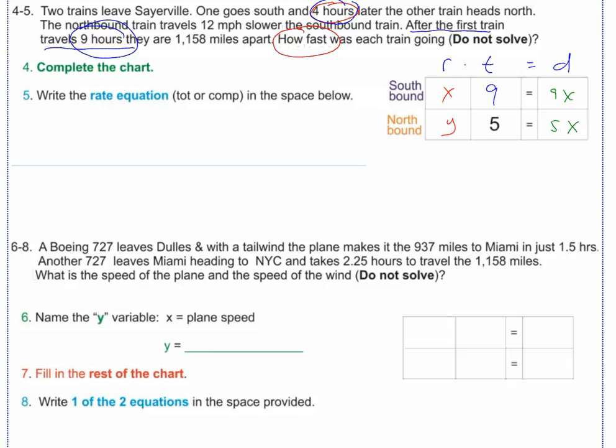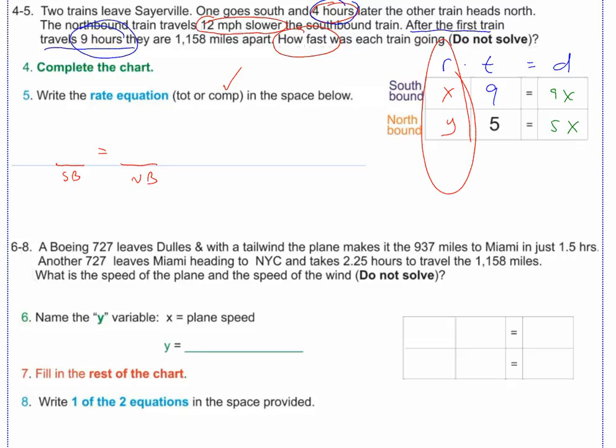Now for number 5, I asked you for the rate equation. It'll come from the rate column. And I have to determine, are the rates a total or a comparison? So I look up and try to find something that involves a speed, a rate. And I find this: the northbound train travels 12 miles per hour slower. That is a comparison. What's the template for a comparison? First equals second, right? What is my first? Southbound. What is my second? Northbound.